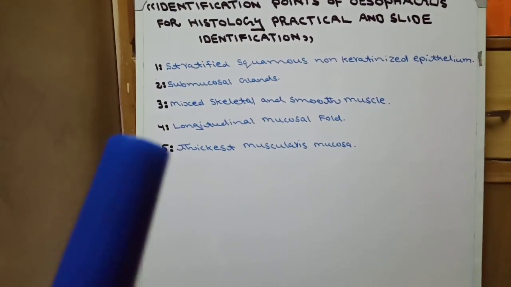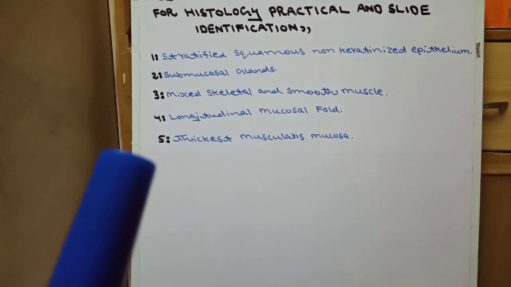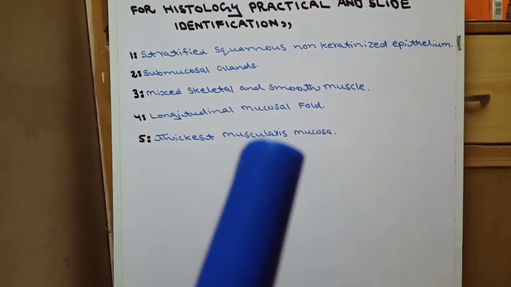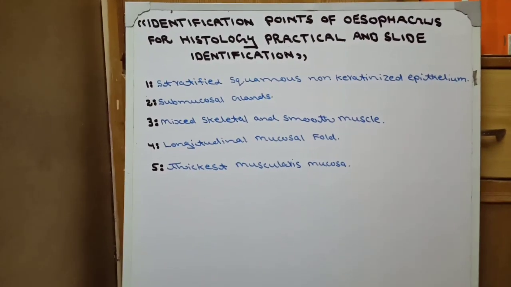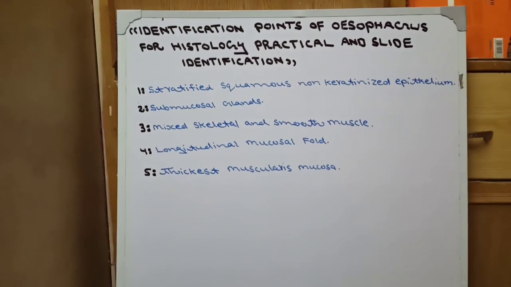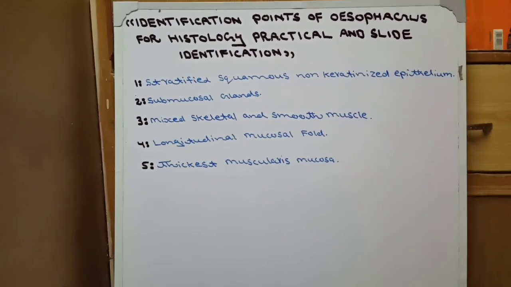Number 4, longitudinal mucosal fold. Number 5, thickest muscularis mucosa. These are the 5 identification points of esophagus for histology practical and slide identification.